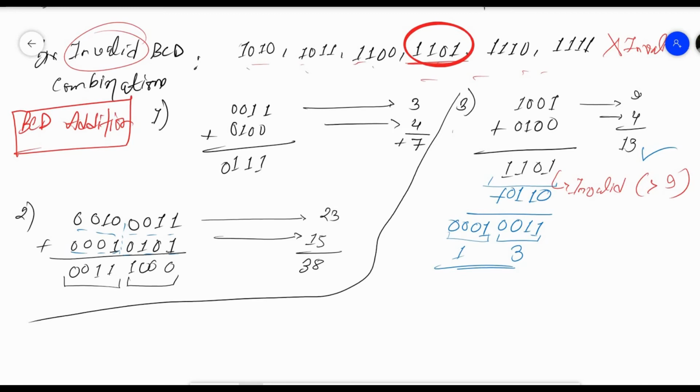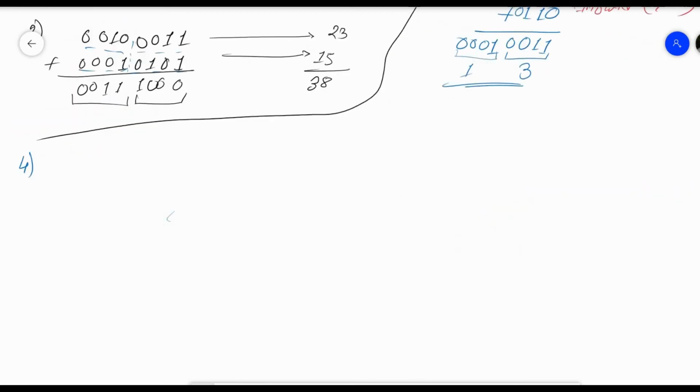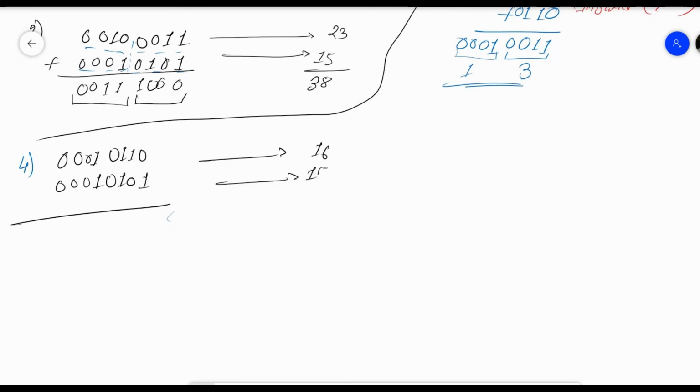Now we'll take another example for better understanding. So in this example, we'll take 00010110, and we'll add it with 00010101. Now the corresponding values are 16 and 15. So if we add them up together, we get 31.